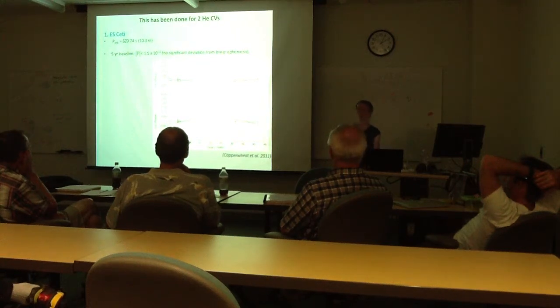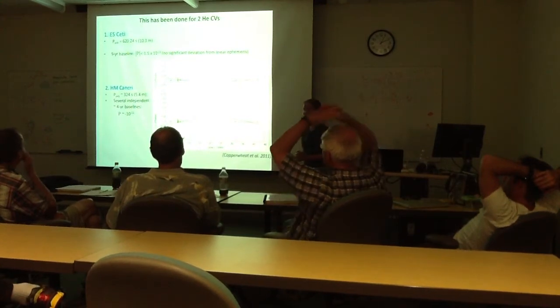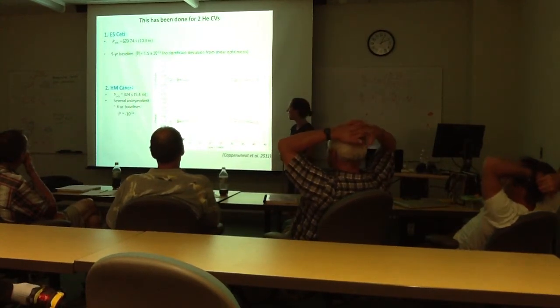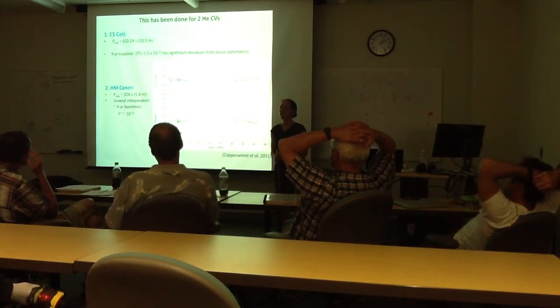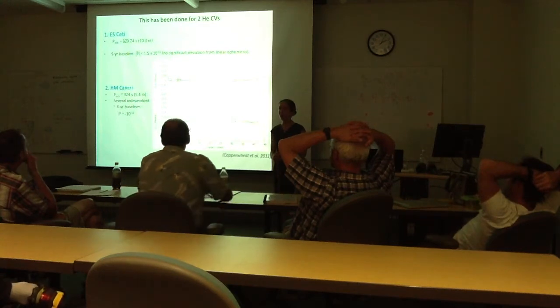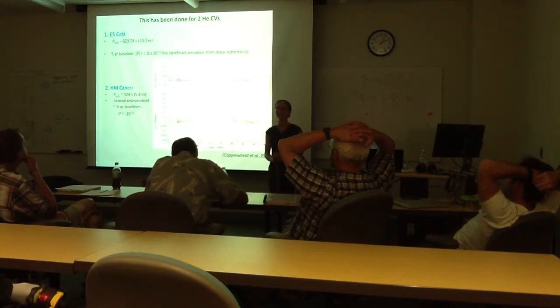One other helium star had a p-dot measurement. That's HM Cancri, and it's got an orbital period of about 5 minutes. It's the fastest one that we know of. Several independent 4-year baselines have all indicated a negative p-dot, that is a shortening period, of about 1 part in 10 to the 11. I'll comment further on that when I have the context.